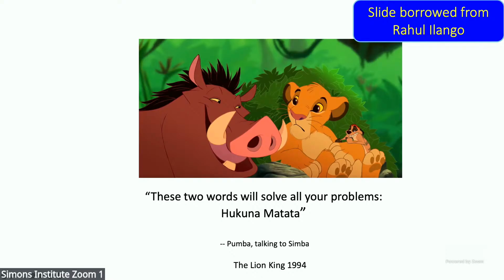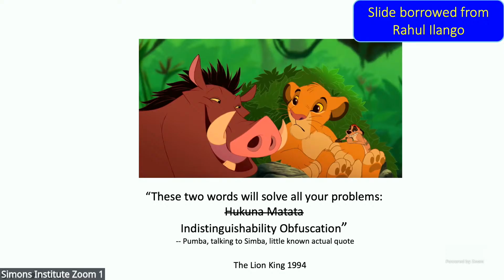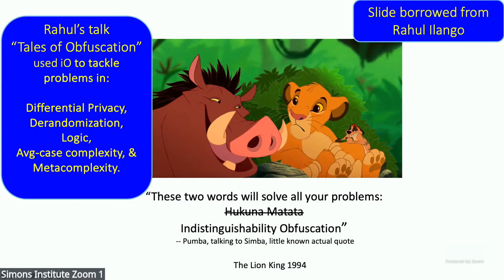But then Rahul, he went back and he got the original script. And it turned out that what Pumbaa was saying was indistinguishability obfuscation. So it turns out that Pumbaa, in his wisdom, actually invented I/O many, many years before we did. It wasn't surprising to Rahul, because what he realized in some of his work is that you can use I/O even to tackle problems in differential privacy, de-randomization, logic, average case complexity, meta complexity, lots of things that seem far away from cryptography. So I/O is really a very, very powerful tool. And as a result, many different communities have taken advantage of its power.